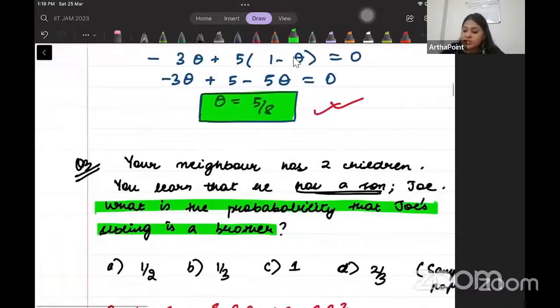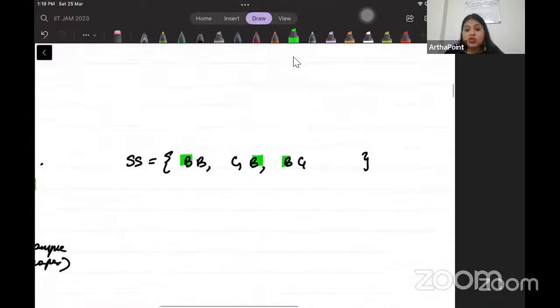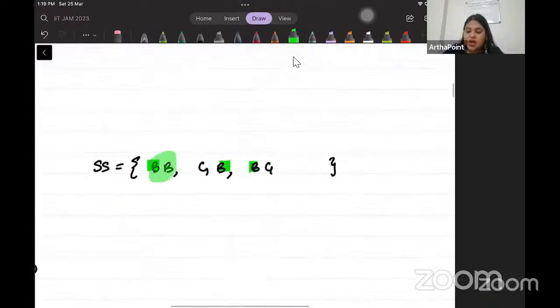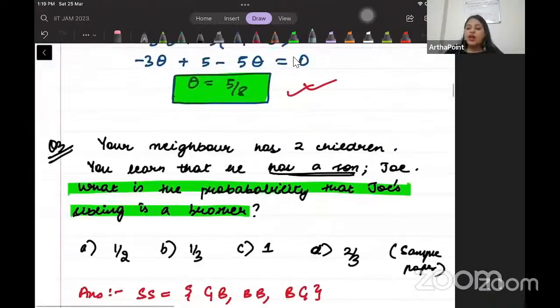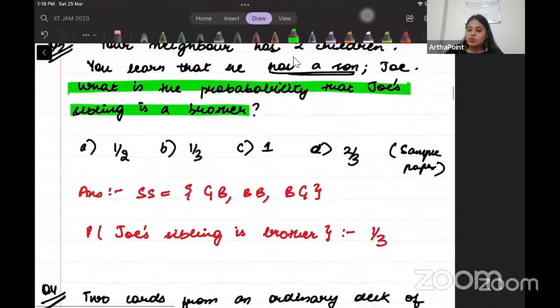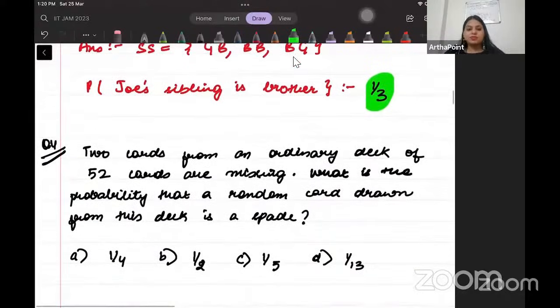Now, it says, what is the probability that Joey's sibling is a brother? The other one is also a son, which means this. So I have this as my favorable, and I have these 3 as my total, right? So it is going to be 1 by 3. This is going to be your answer. Okay. Come to the next question.